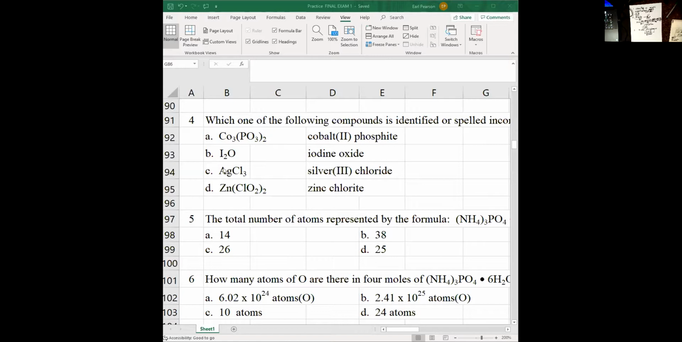Now, this is the correct name for this compound. And I would prefer to name this one diiodine monoxide. So B is the one I would choose as being the one that's incorrectly named.